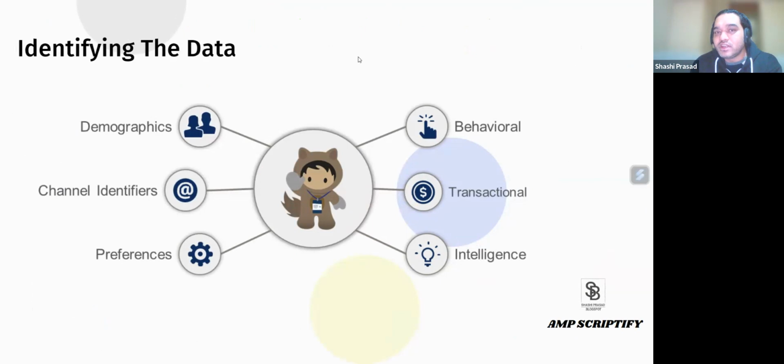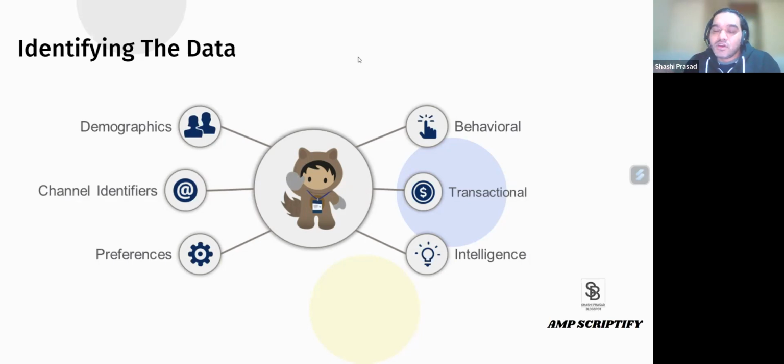So what kind of data do we capture in Marketing Cloud? We capture demographic data. We capture channel identifiers, because we will be communicating with different channels. And we also store preferences. For example, if a customer like Vishal wants to get communications via email, he has to give consent for getting that email. So consents and preferences come into another design model.